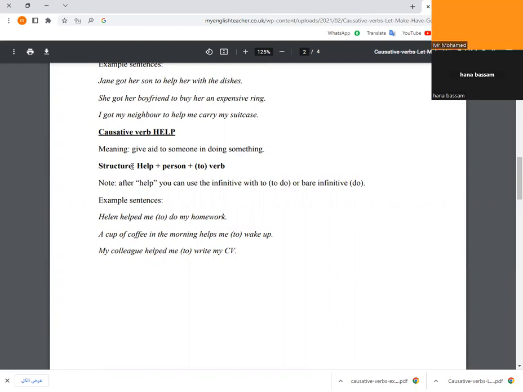Okay, how can we form it? What is the structure of using it? We start with help, and then the person, and then the verb with to or without to. Like what? Helen helped me do my homework. Or a cup of coffee in the morning helps me wake up, or helps me to wake up. My colleague helped me write my CV, or to write my CV.